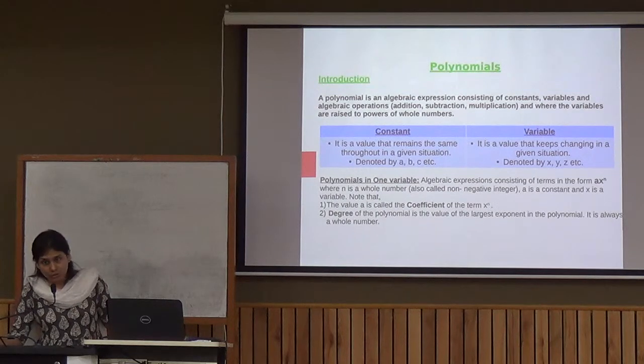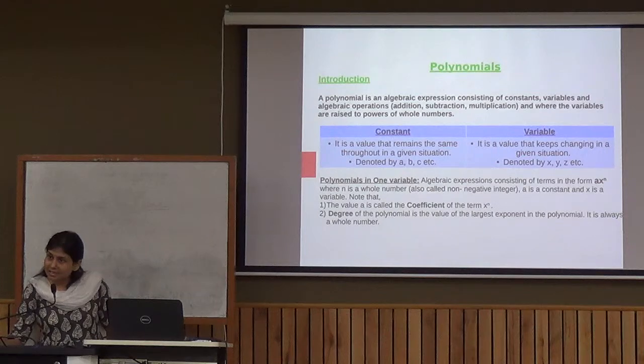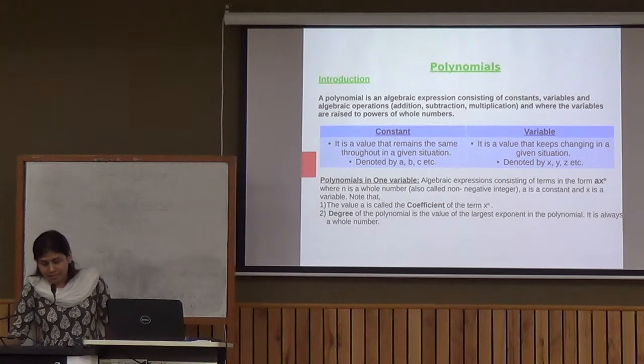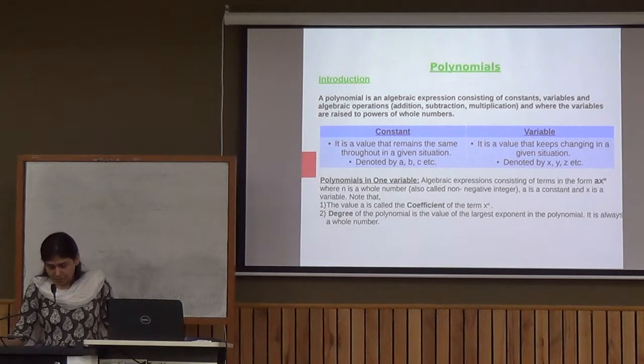Now moving further and understanding the various components of polynomials. In the definition we use 3 components that are constants, variables and algebraic operations. Now constants are values that remain the same throughout in a given situation, whereas variables are values that keep on changing in a given situation as per the situation or the circumstances. Now, constants are denoted by small letters a, b, c, etc. and variables are denoted by small letters x, y, z, etc.